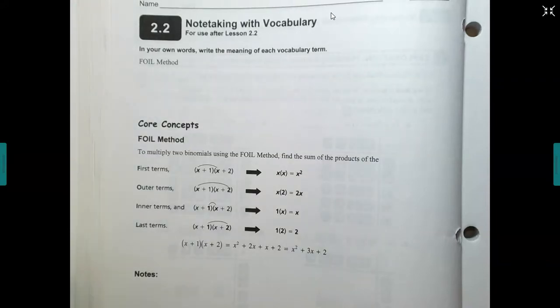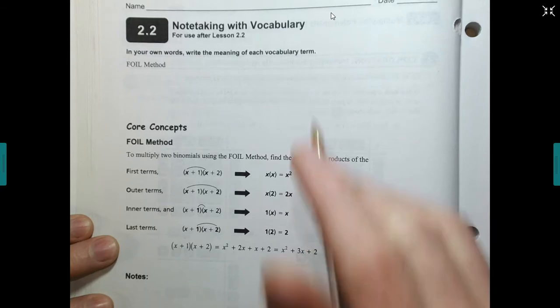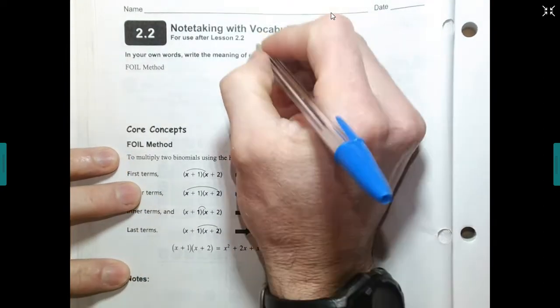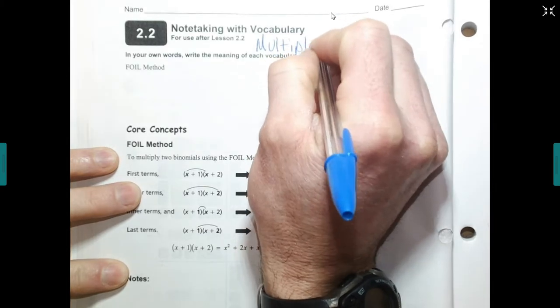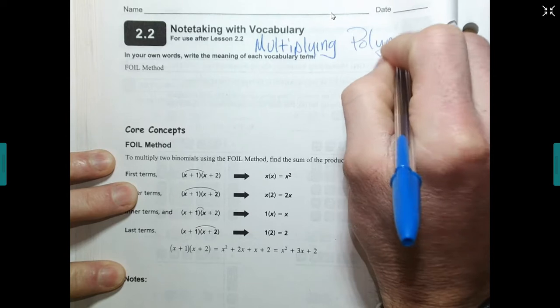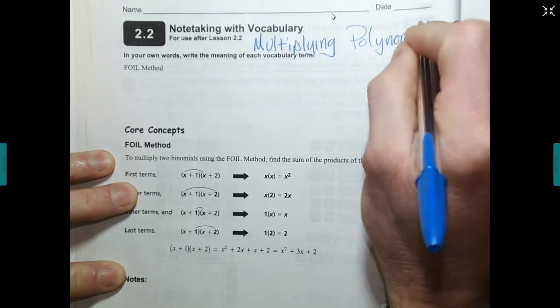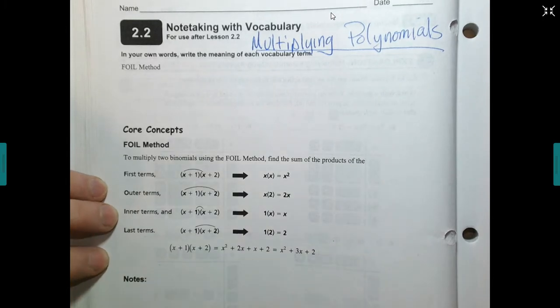Good morning, students. Today we're going to be on Geometry Lesson 2.2. And what we are going to be doing today is multiplying polynomials. Multiplying polynomials. That's what we're going to be going over today.